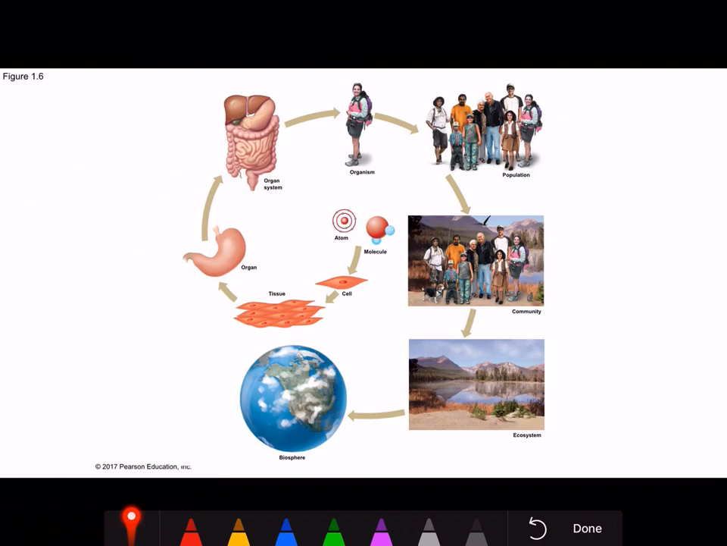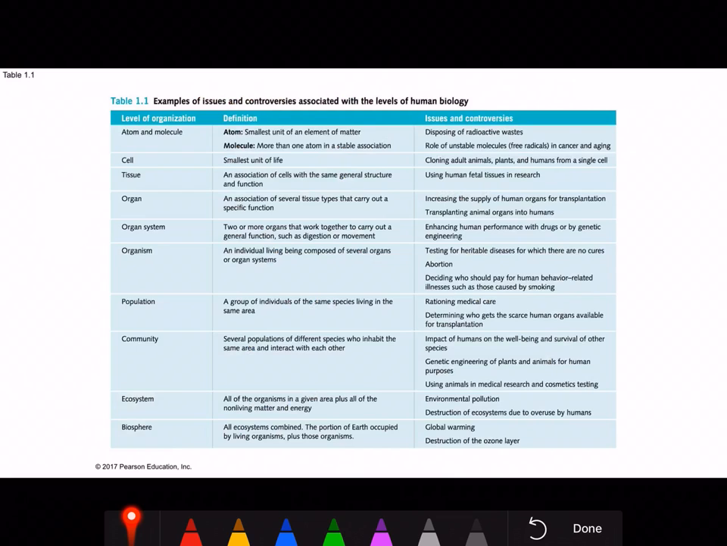This is to show you how this happens, starting again with atoms, molecules, cells, tissues, organ systems, and the individual organism, which lives within a population, which lives within a community, which lives within an ecosystem, and the ecosystems form the biosphere, which of course includes the populations and the individual human beings. This table defines each one of these levels and brings up some issues and controversies regarding each of them. So please have a look at this table.